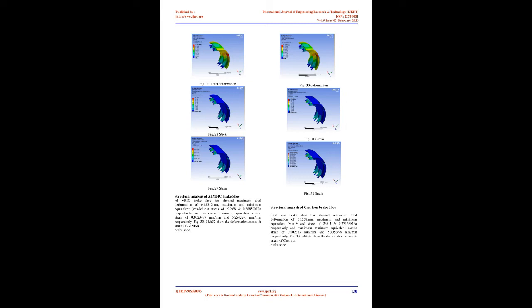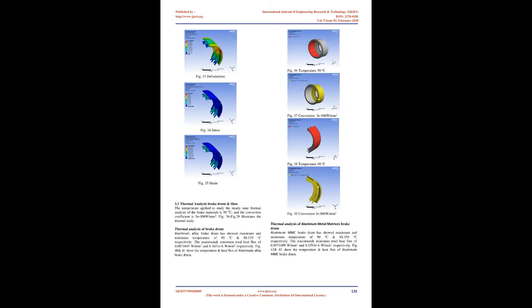Structural analysis of alloy brake drum. Alloy brake drum has shown maximum total deformation, maximum equivalent von Mises stress and maximum equivalent elastic strain at the face of the drum as indicated by red color, and minimum deformation, minimum equivalent von Mises stress, and minimum equivalent elastic strain at the bolt holes area of the drum as indicated by blue color. Fig 13, 14 and 15 show the detail of deformation, stress and strain of alloy brake drum.